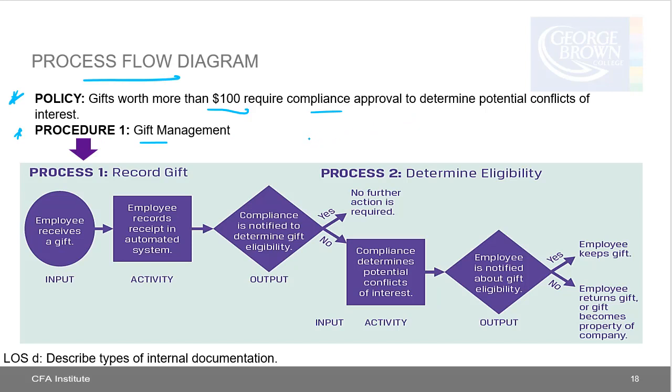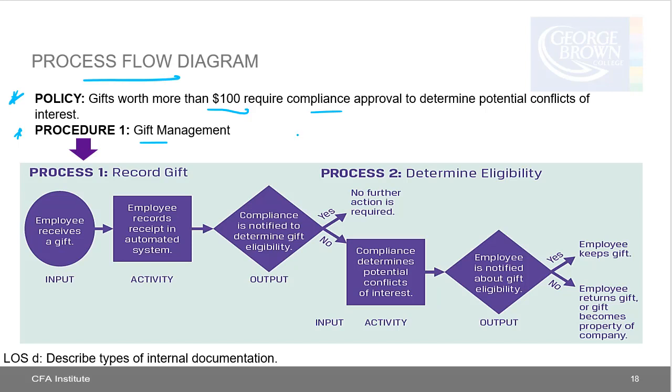So assume that an asset management firm has a gift policy stipulating that gifts worth more than $100 require compliance approval. The policy is intended to prevent conflicts of interest that might arise if receiving gifts influences employees' behavior. So the asset management firm has established procedures and processes that employees must follow when offered gifts. Suppose an employee receives a case of wine as a gift from a brokerage firm she regularly uses.